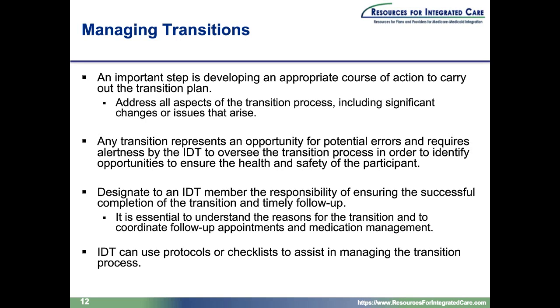For example, a person with a physical disability who is transitioning from a facility to home may need accessibility modifications in their home, like an installation of a grab bar or a shower seat, in order to prevent an accident and rehospitalization from occurring. A member of the IDT can be designated to help ensure the successful completion of the transition process and to provide appropriate follow-up. It is essential that the IDT understand the reasons for the transition and coordinate the follow-up appointments and medication management. An example of a best practice is the IDT using protocols or checklists to assist in managing transitions.